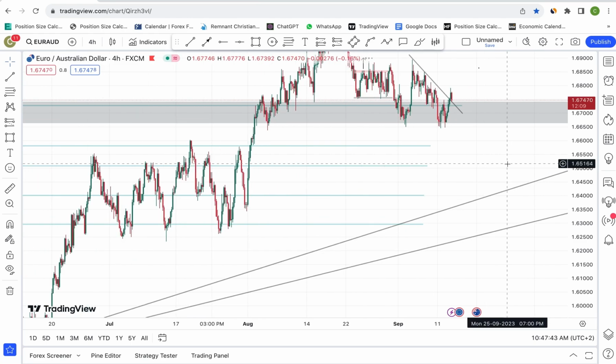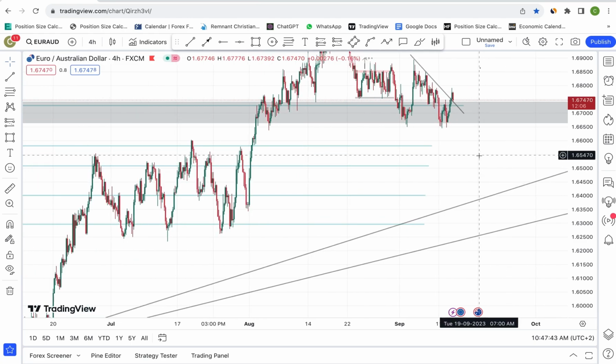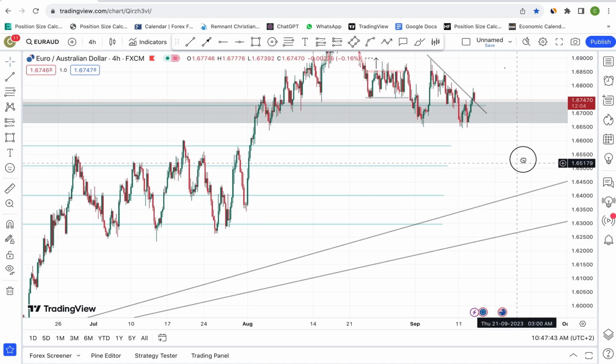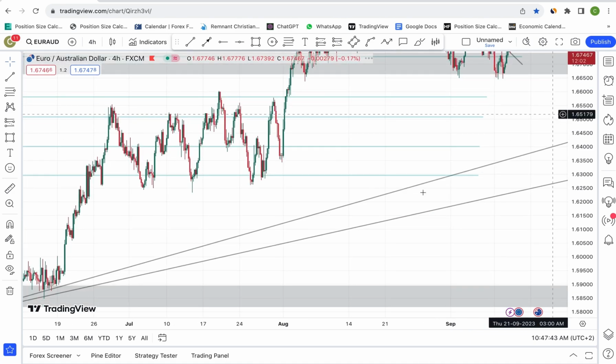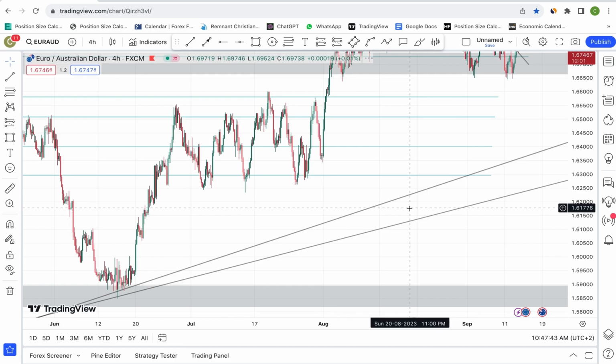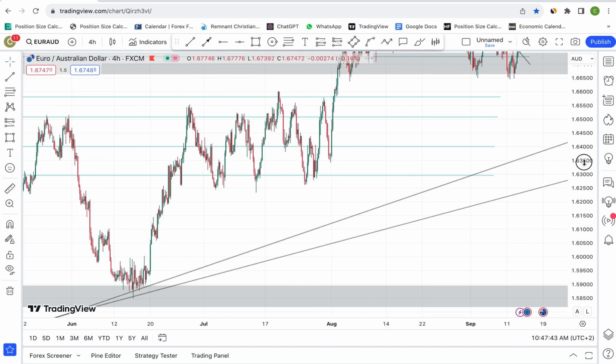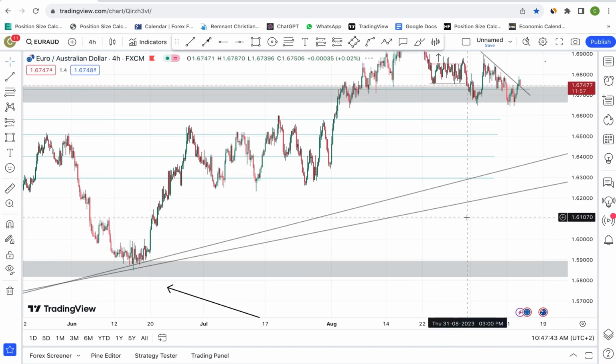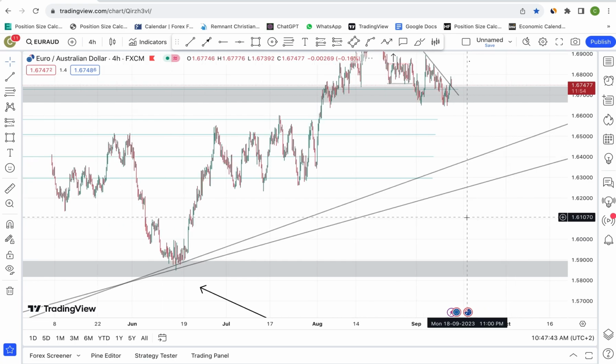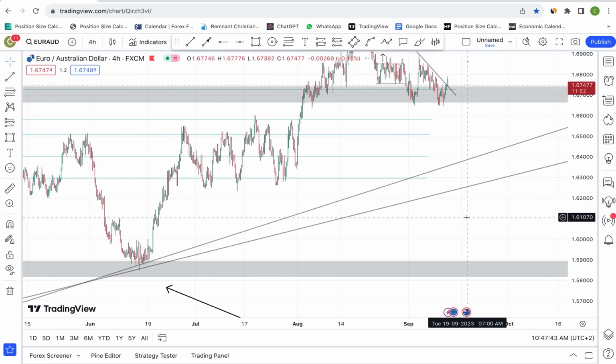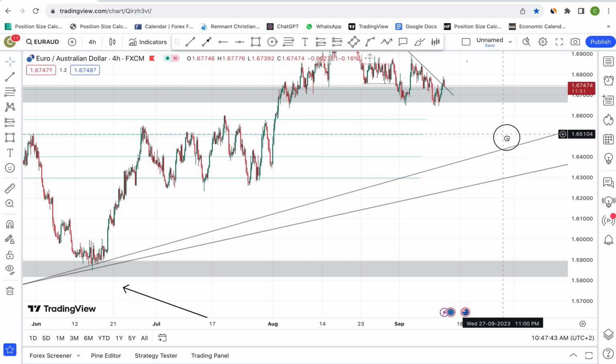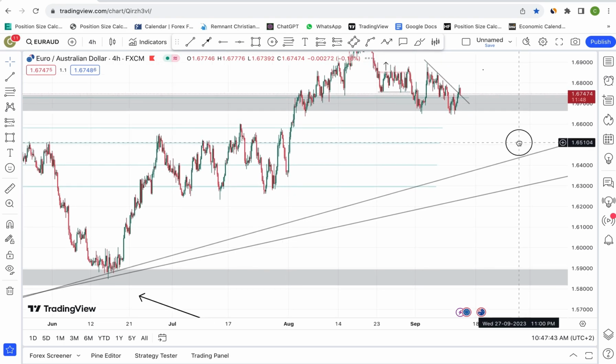So right here you can see we are really expanding the 4 hour time frame. So this is the 4 hour time frame right here. This is our 4 hour time frame, and okay, so we can see that we have another trend line right here.